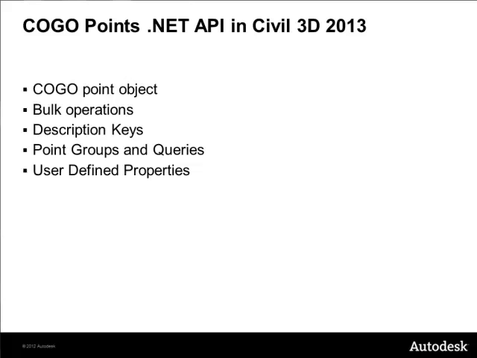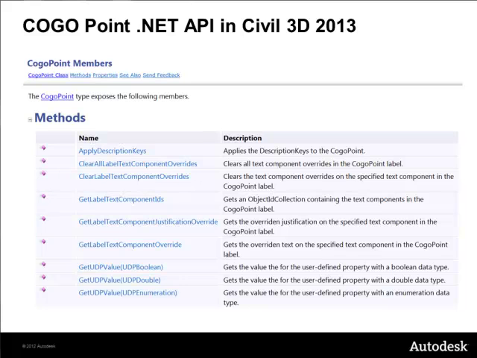The AutoCAD Civil 3D 2013 .NET API has exposed the Cogo Points and associated functionalities like point groups, bulk operations, description keys, and user-defined properties. The Cogo Point class is new in the Civil 3D 2013 .NET API. It encapsulates a Cogo Point object and associated information. The Cogo Point class is available in the Autodesk.Civil.DatabaseServices namespace.